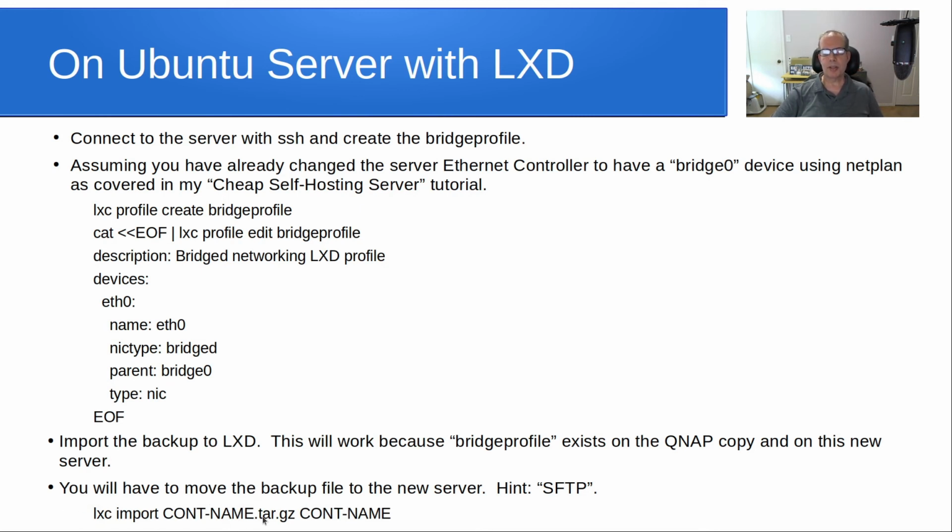So assuming you've moved the file already, then you're going to say LXC import, whatever the container name is, .tar.gz, that backup file we created, over to containername. And you can change the name here, because whatever name you put in is what it'll call it in your LXC list, but that's how you import the container. And when you're done importing the container, it won't be started, but you can turn around and do an LXC start and then give the name of the container.